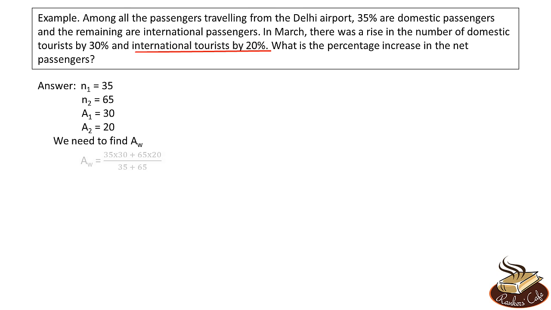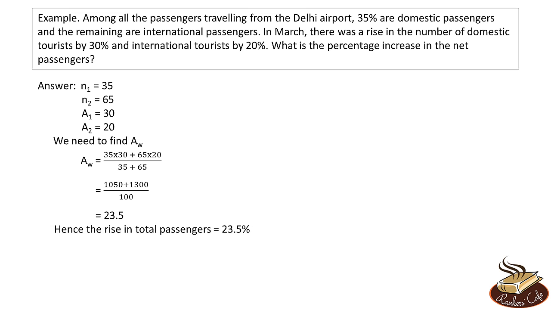AW is (35 into 30 plus 65 into 20) divided by (35 plus 65), which is 1050 plus 1300 divided by 100, which is 23.5%. Hence, there is a rise in total passengers of 23.5%.